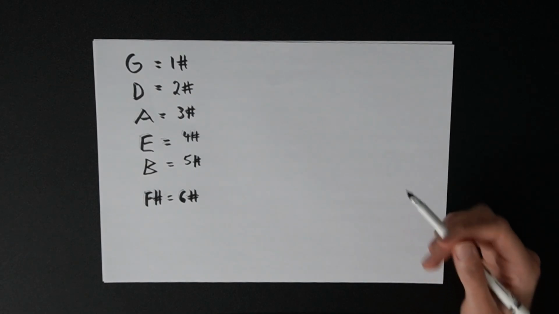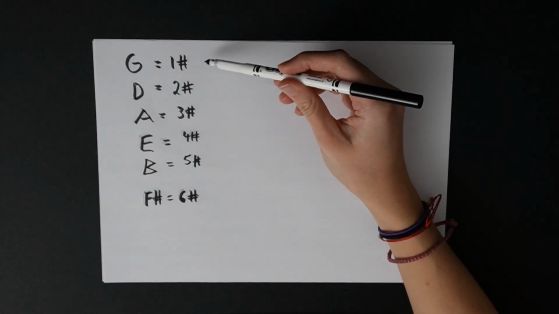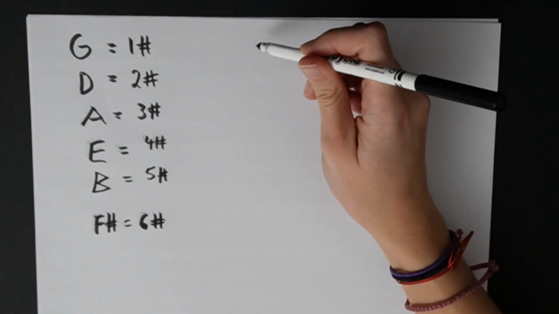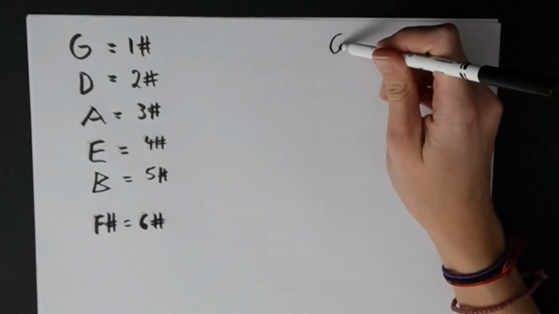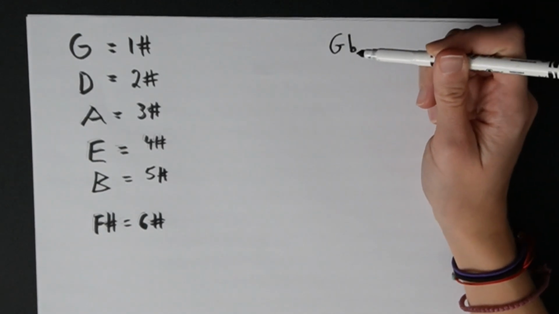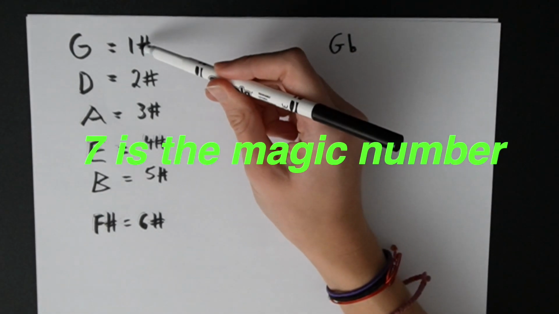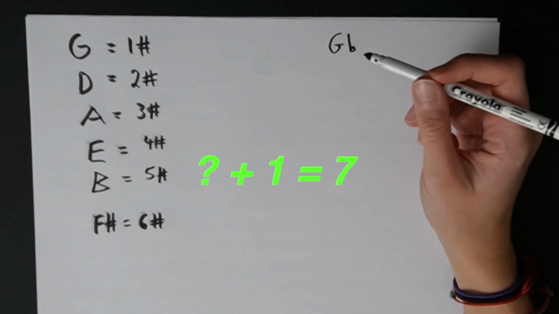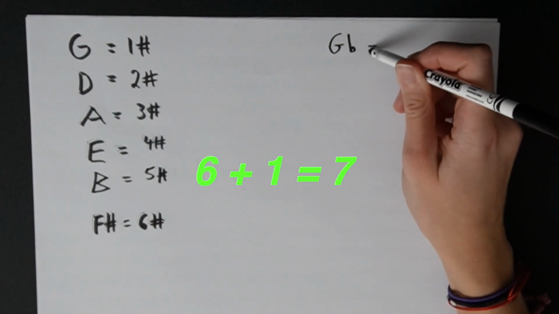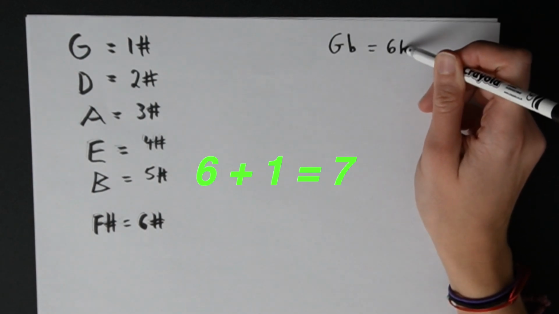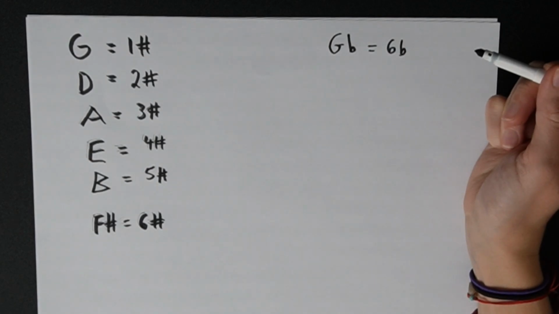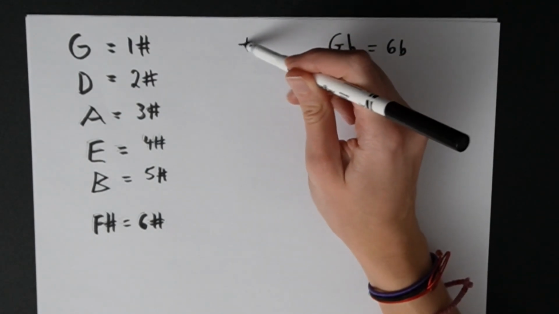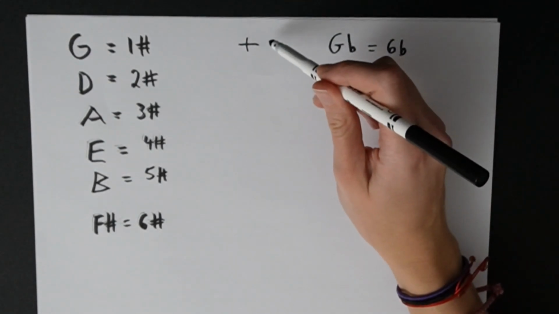Well, basically, you're going to look at the sharps. So G major has 1 sharp, and you're going to think, well, if I had G flat, I would just need a number that can get me to 7 if I add it with 1. Well, what plus 1 makes 7? 6. So G flat major has 6. You want to be able to make the number 7 when you add these two together. You want to make 7.